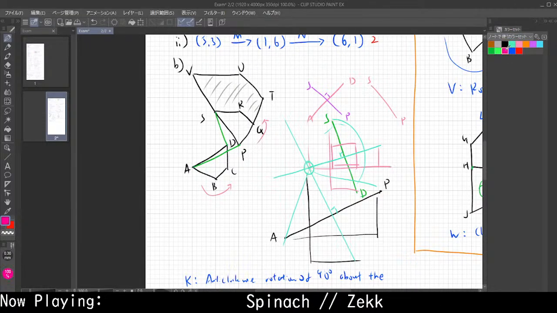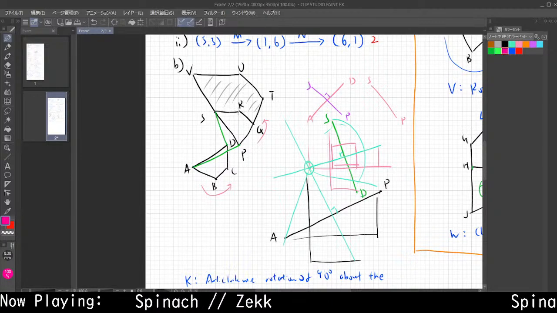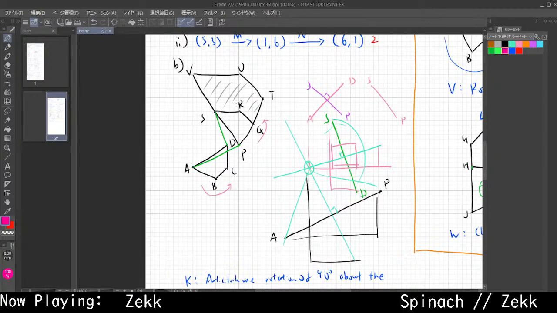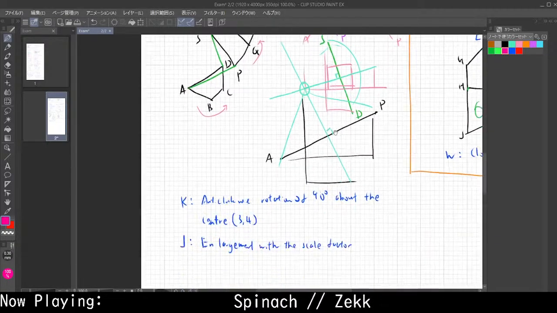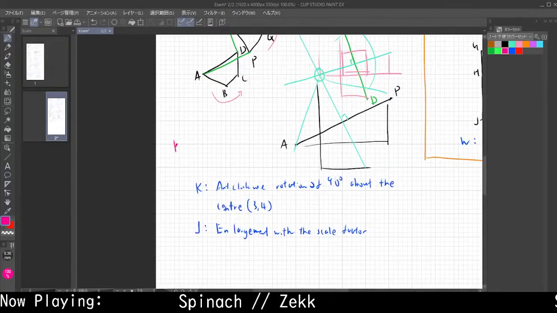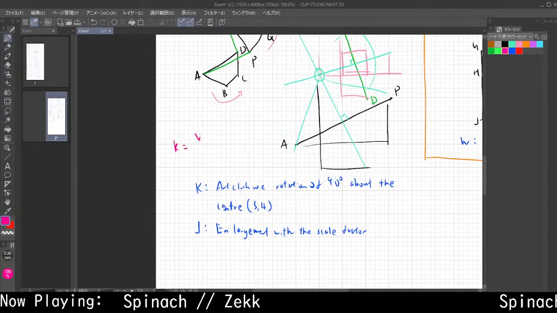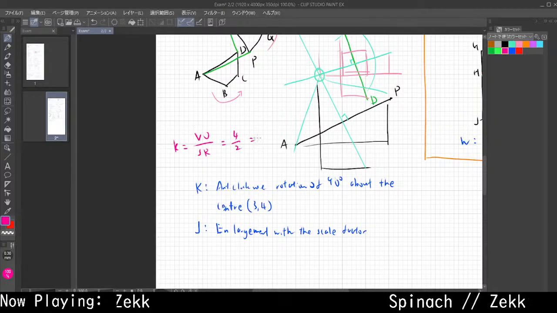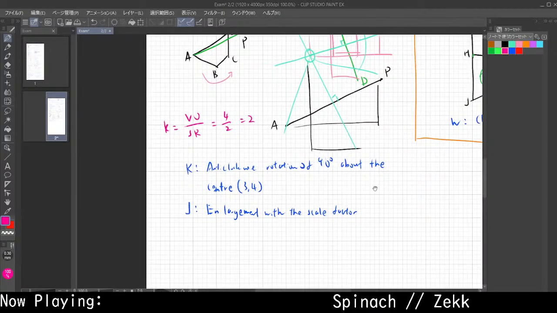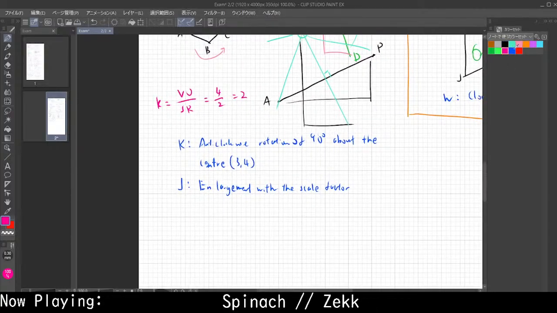So in this case, your SR is a horizontal line, it has 2 units, and then the corresponding enlarged version will be your VU, which is 4 units. Therefore, your k in this case equals the length of VU divided by the length of SR, so it will be 4 over 2, therefore you get 2. So that means your scale factor is actually 2 in this case.